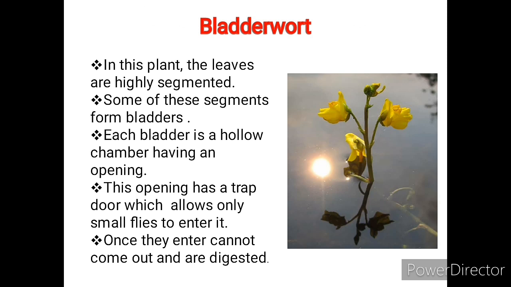So this is also an insectivorous plant known as bladderwort. In this plant, the leaves are highly segmented. Some of these segments form bladders. Each bladder is a hollow chamber having an opening, and this opening has a trap door which allows only small flies to enter it. Once they enter, they cannot come out and are digested inside it.